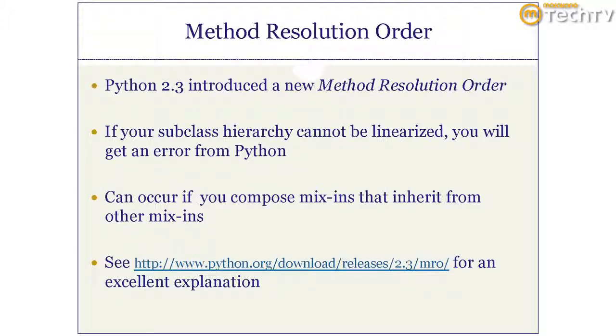Basically, there's a restriction that if your subclass hierarchy cannot be linearized, you'll get an error from Python. And in addition, it can get complicated to reason about, right? To try to figure out which method is actually implementing the particular method you're trying to call. This can occur if you compose mixins that inherit from other mixins. One thing I recommend: this page on the Python website goes into detail on how this method resolution works. And later on, I'll talk about a way to avoid this problem altogether.